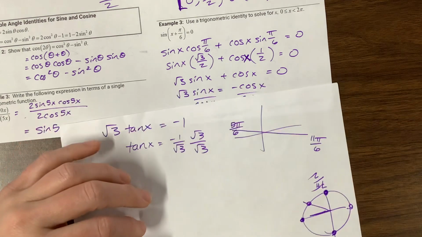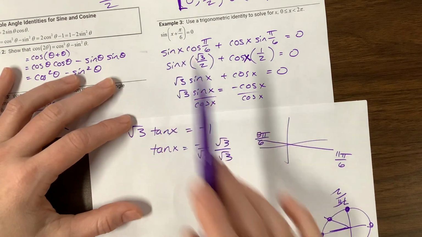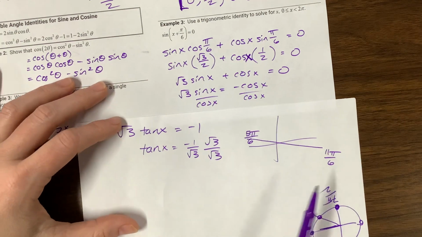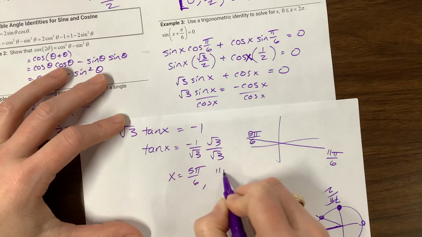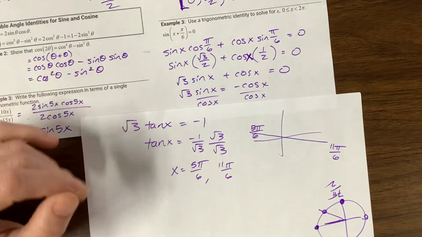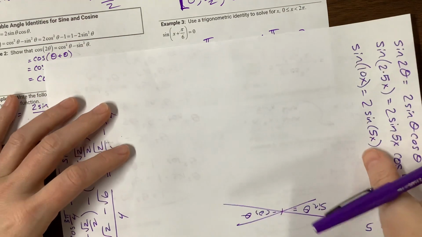Another way to think about this one is that if I come back, okay, it said to use a trig identity, and I did. So the answer, x would equal 5 pi over 6 and 11 pi over 6. The other thing I can do is I can think about, I need more paper. I could think about my graph.